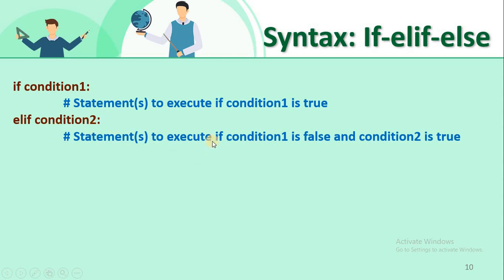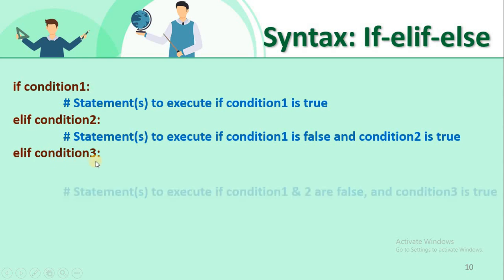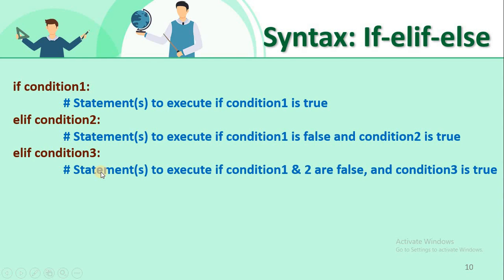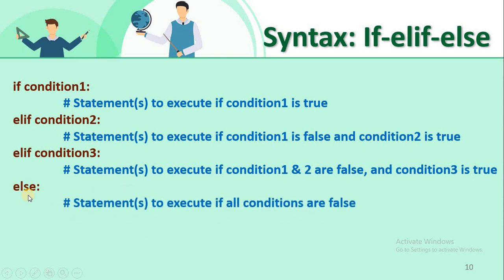Suppose condition 2 is also false, then it is going to check one more condition. You can frame as many conditions as you want. Elif condition 3. So when condition 2 is false, then only condition 3 will be checked. So the statements related to condition 3 will be executed when condition 1 and condition 2 are false and condition 3 is true. And finally, we can write the else clause. The else clause statements will be executed if all the given conditions are false. If condition 1, condition 2 and condition 3 are false, then the else statements will be executed.